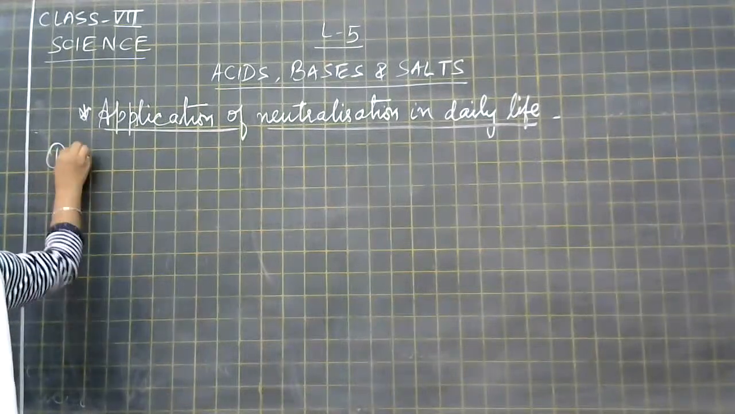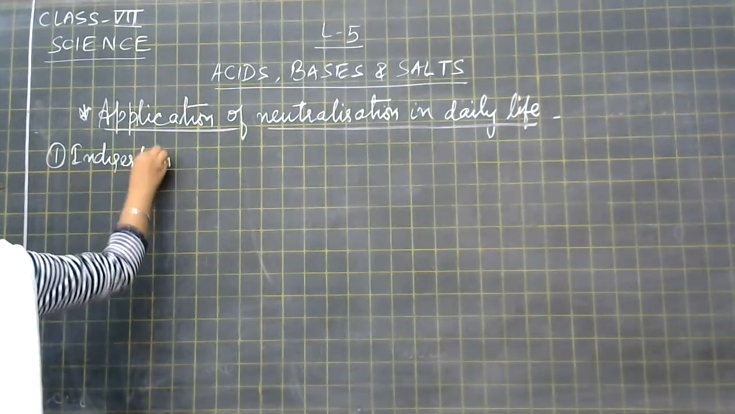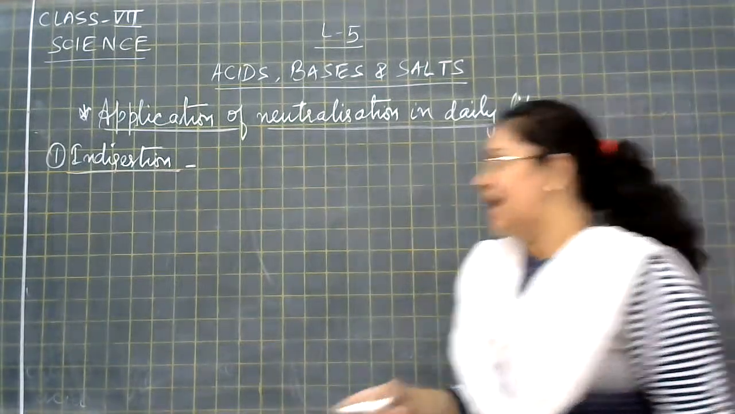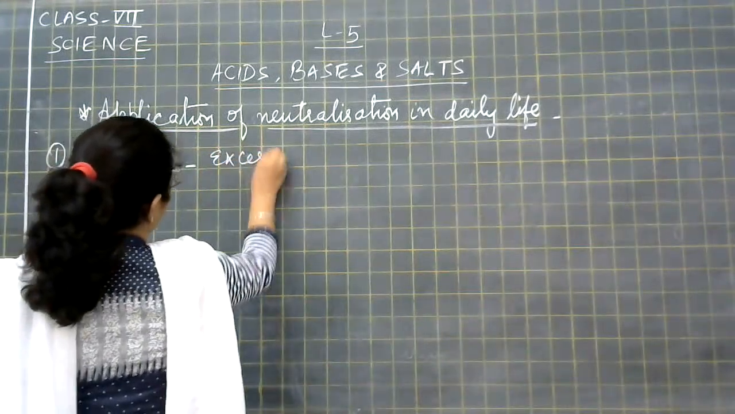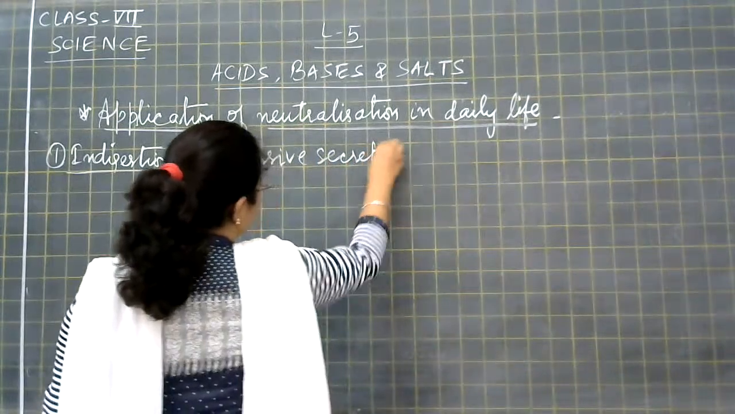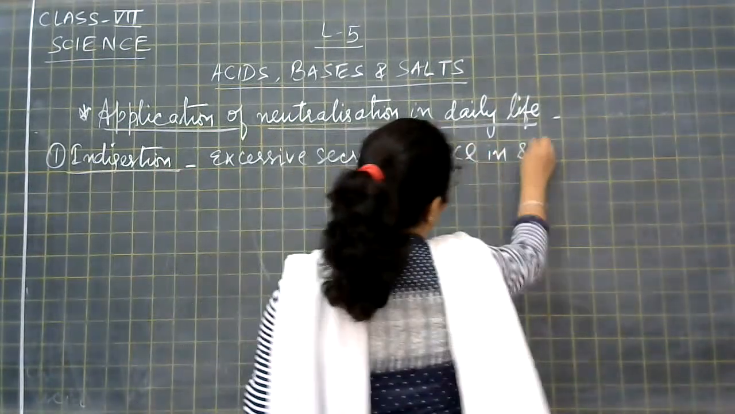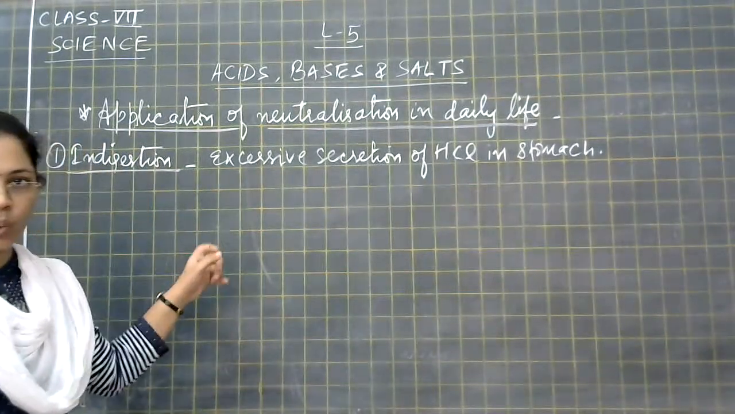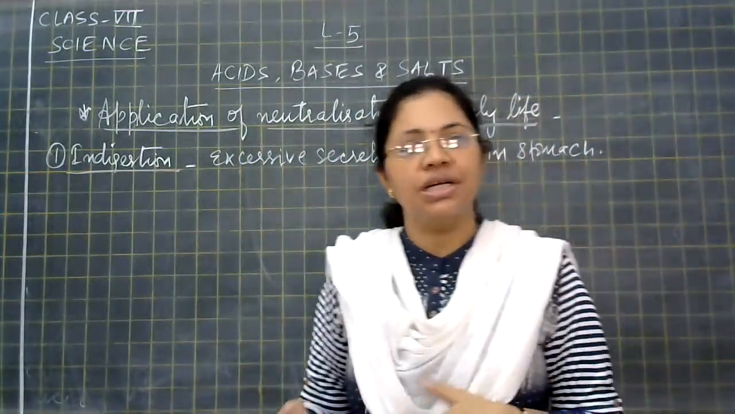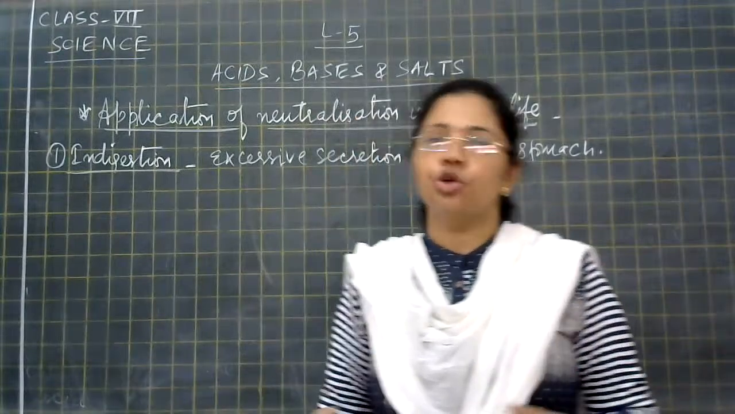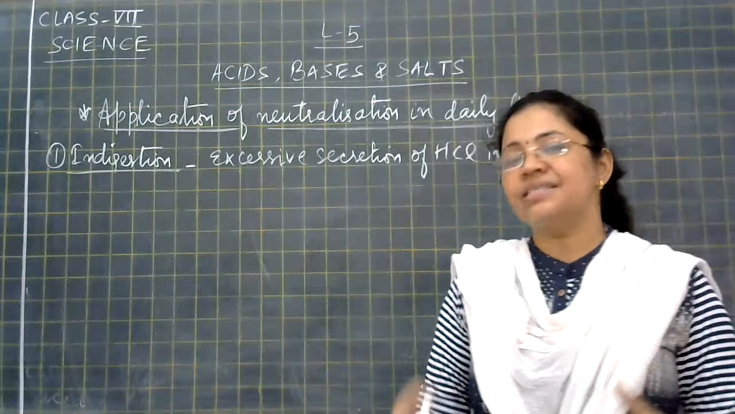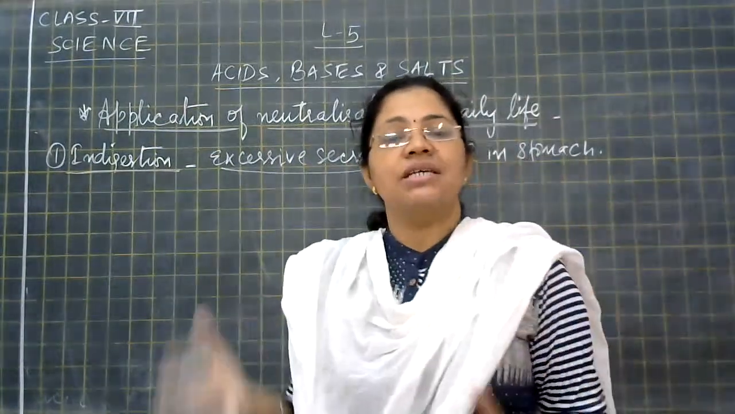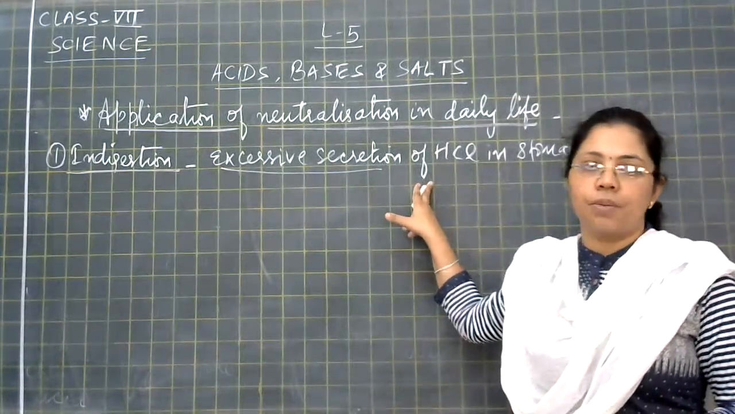So first one is during the condition called indigestion. Now indigestion generally results due to the excessive secretion of HCl in our stomach. Yes, you have studied in chapter number 2 that inside the stomach hydrochloric acid is secreted and this acid plays a vital role in the digestion of the food. Now what happens is sometimes under certain situations there occurs excessive secretion. Excessive means zarurat se zyada. So excessive secretion of hydrochloric acid takes place inside our stomach, right?